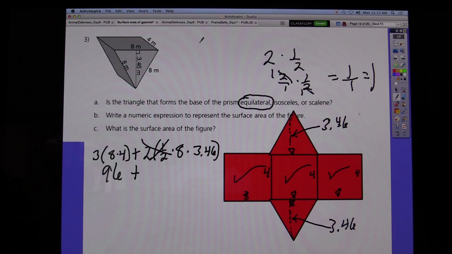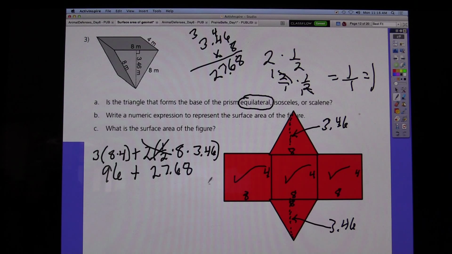Alright, so 3.46 here times 8, and I'm just going to work it out. 8 times 6 is 48, 36, 24, 27. 1, 2. So that would be 27 and 68 hundredths. Now I just have to add them together, and that will give me the surface area of the figure.